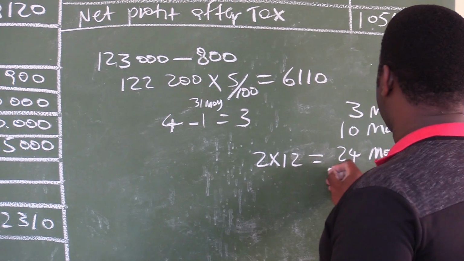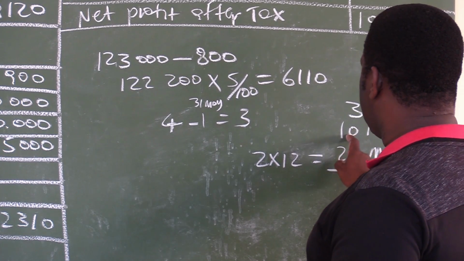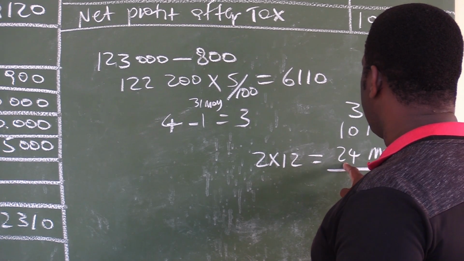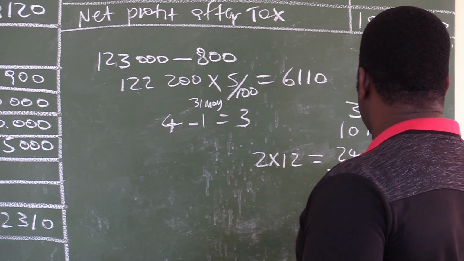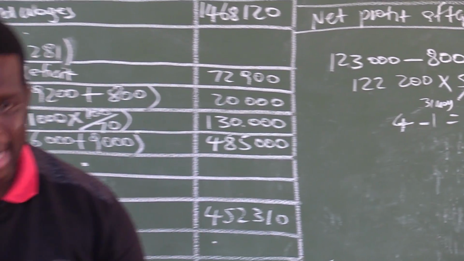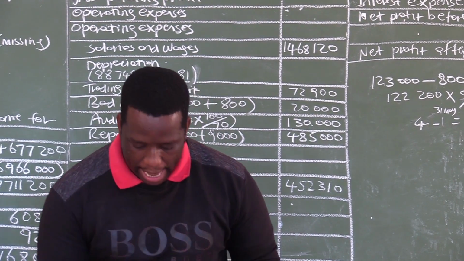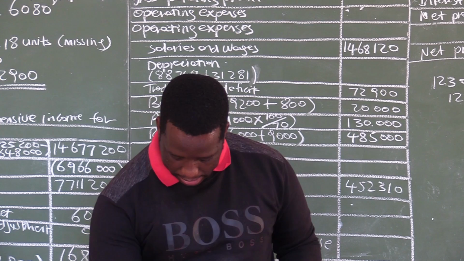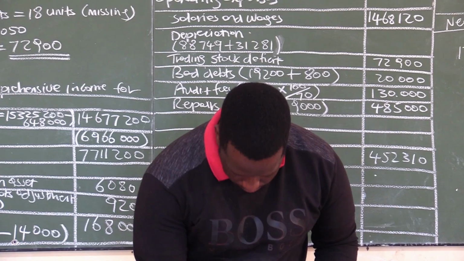So let's calculate the number of payments that we have made. That is 10 plus 3 plus 10, 13, plus 24. That's 37. We want to calculate the number of payments so that we are able to get the actual amount of each monthly payment to the director. So let's go to the director's fees.